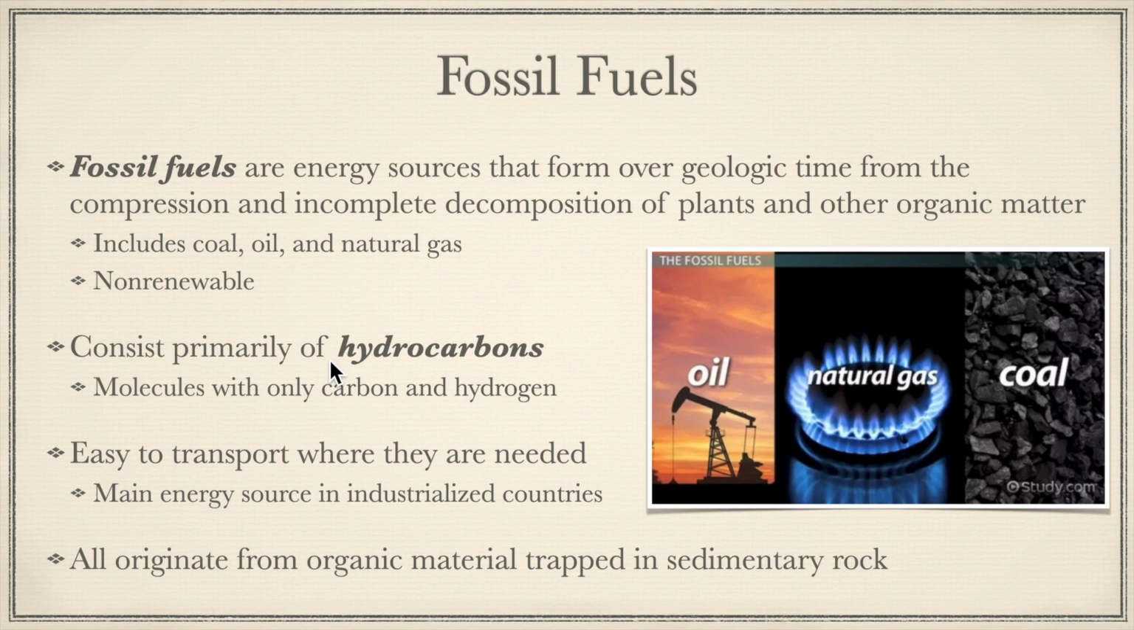These consist primarily of hydrocarbons, and a hydrocarbon is a molecule with only carbon and hydrogen in it. So there's only carbon and hydrogen in these molecules. These are easy to transport where they're needed, especially coal and oil, because coal is a solid, oil is a liquid. They're very easy to transport. The main energy source in industrialized countries.